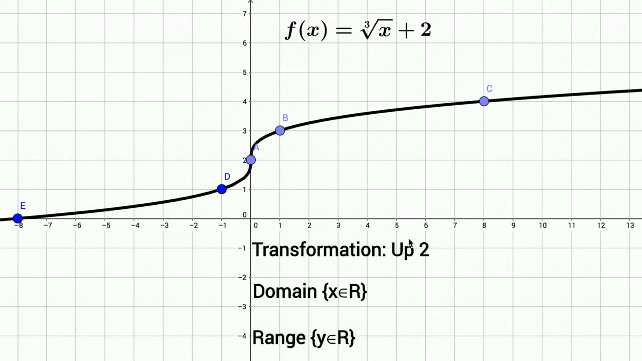Once again, what kind of transformation do you see? Because of this plus 2, I move everything up by 2. So what's going to be the domain? Since this is a cube root function, there's no restriction at all. My x can be positive, negative, so there are no restrictions. My domain is x belongs to the real number set. The corresponding y, the range, is going to be y belongs to any real number.